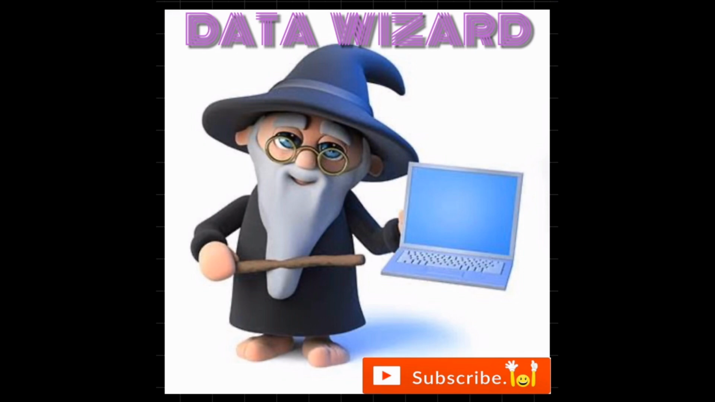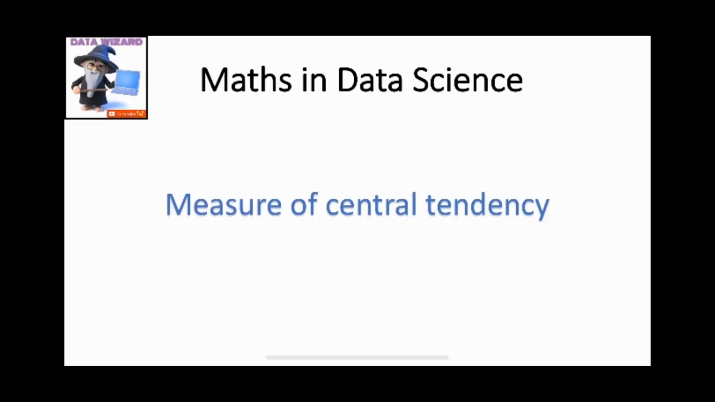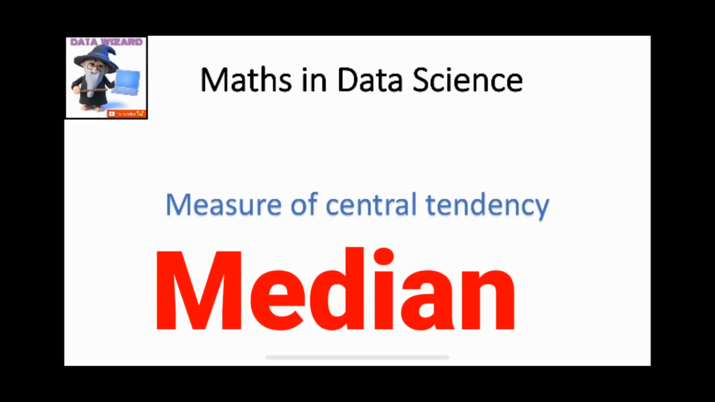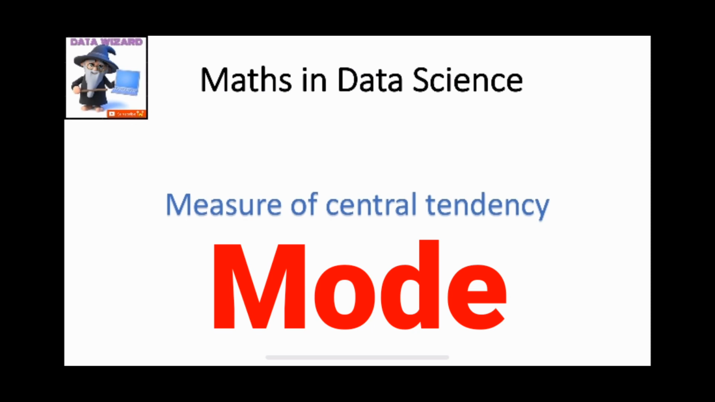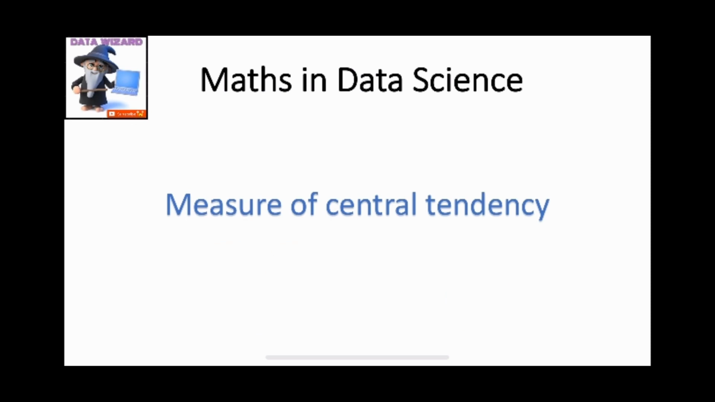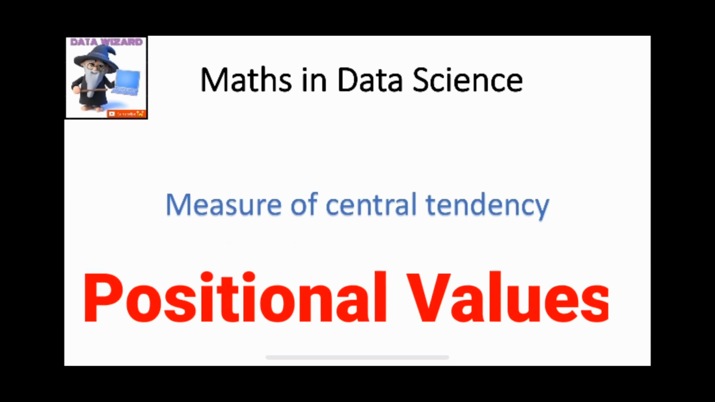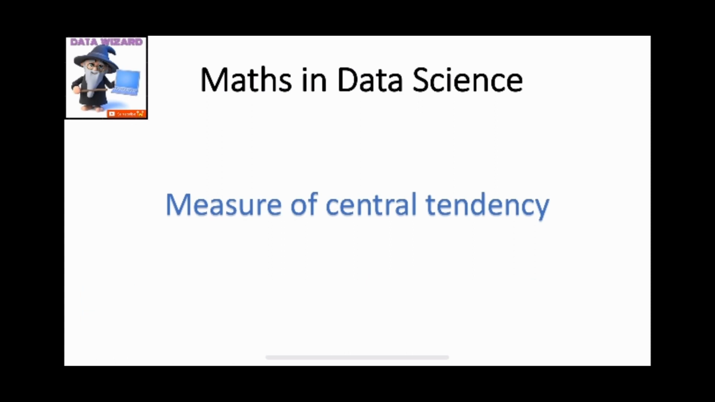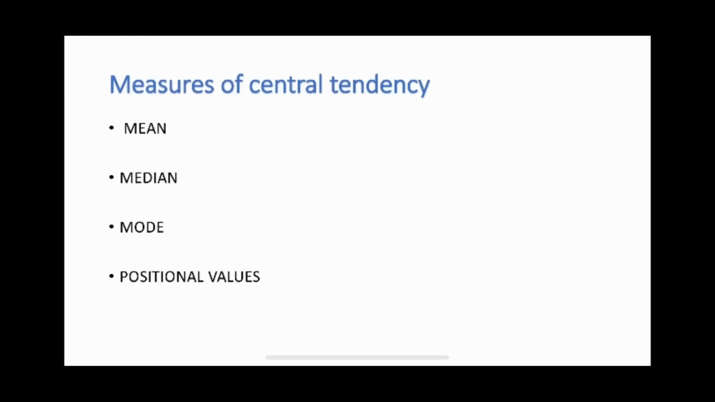In this part, we're going to learn about the measures of central tendency. So what are the measures of central tendency? In school times, we were familiar with three terms a lot: mean, median and mode in maths. In addition to this, in this video you're going to learn about positional values. So we have to learn four things: mean, median, mode and positional values. Let's start with mean.